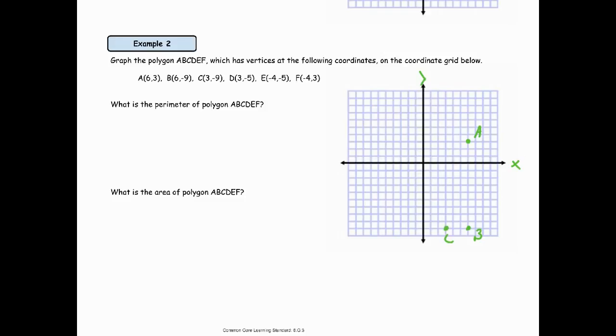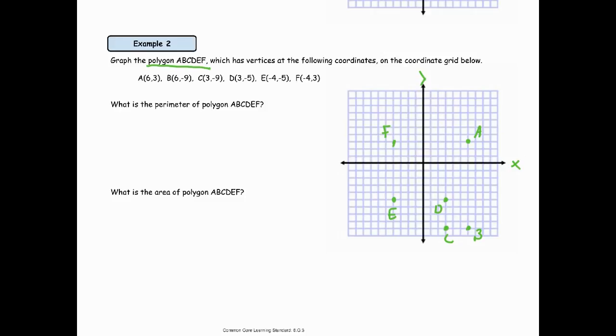Point C. Point D is 3, -5. So we'll move to the right from the origin 3 units and then down 5 units. And label that point D. Point E is -4, -5. So we'll move to the left 4 units and then down 5 units. Point E. And finally, point F has the coordinates -4, 3. So from the origin, we'll move to the left 4 units and then up 3 units. Label that point F.